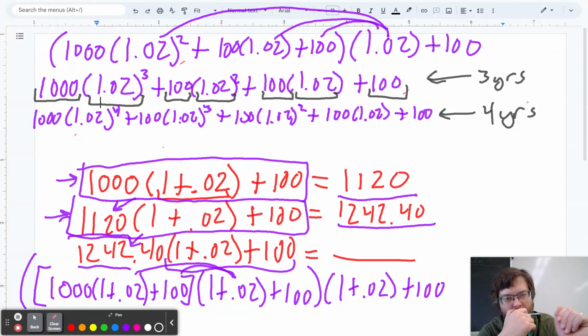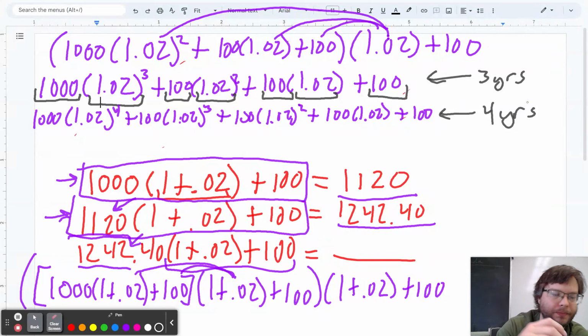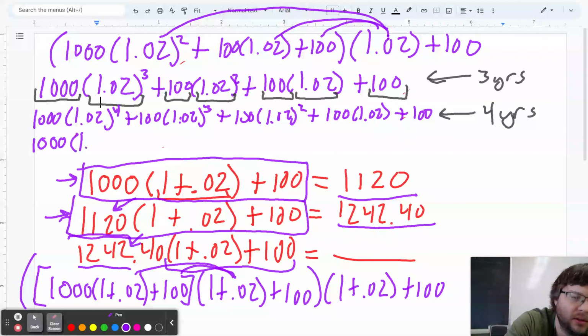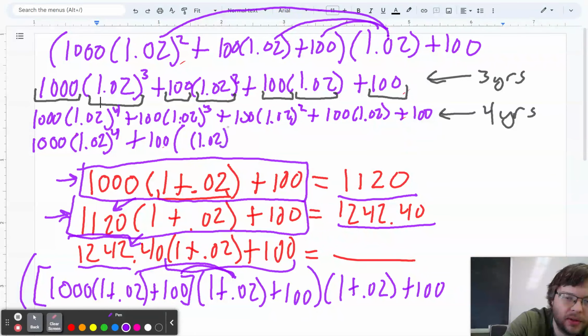Okay? So, however, what you can do is you can do even better than this. You can take the first part and leave it alone. This is just your regular compound interest. 1,000 times 1.02 to the fourth. But every other term has a 100 in it. And what you'll notice is all of the other terms are just a geometric series where you're multiplying by 1 plus the interest rate.